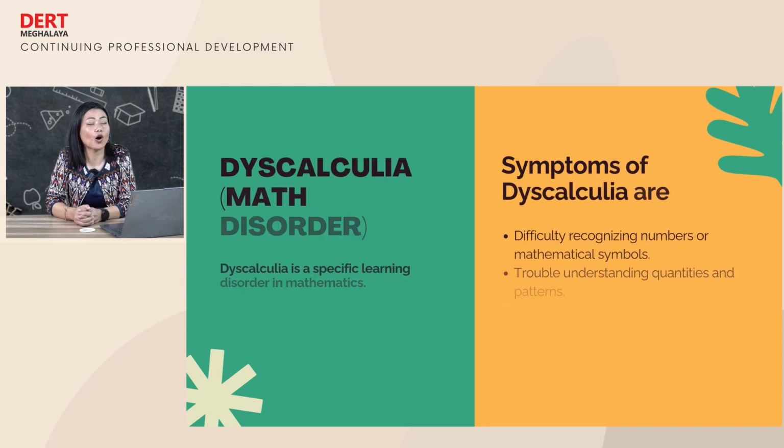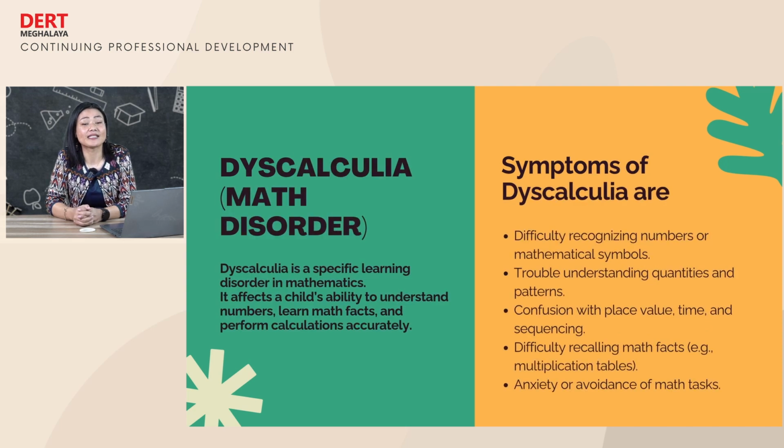Next, dyscalculia, or math disorder. Dyscalculia is a specific learning disorder in mathematics. It affects a child's ability to understand numbers, learn math facts, and perform calculations accurately. Children with dyscalculia may have normal intelligence but struggle with mathematical reasoning and memory for numbers.